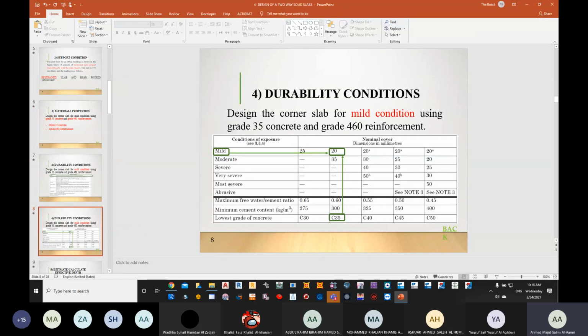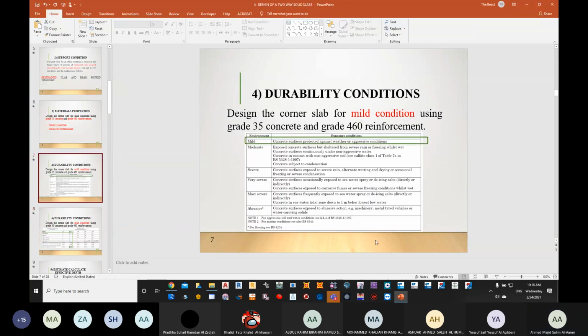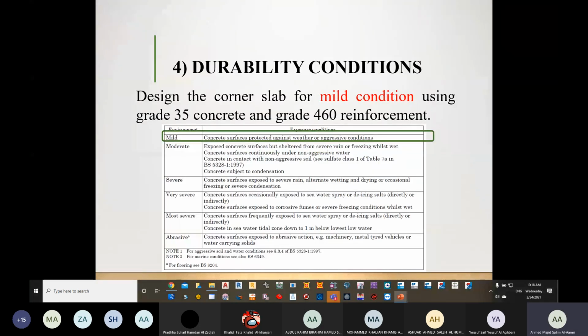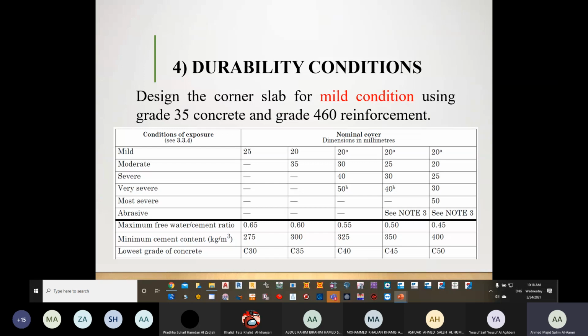Okay. So durability conditions. Once again, we said it's mild condition. After checking it's mild condition, we are going to check this table, which is showing you the cover for the different conditions. So we have mild condition, and then the grade of concrete which has been given is C35. So mild condition and grade of concrete C35 is going to give you a cover of 20. Okay. So from here, we have got the required cover.